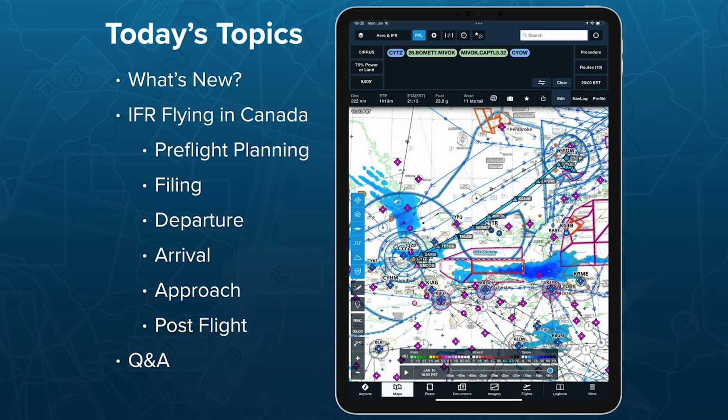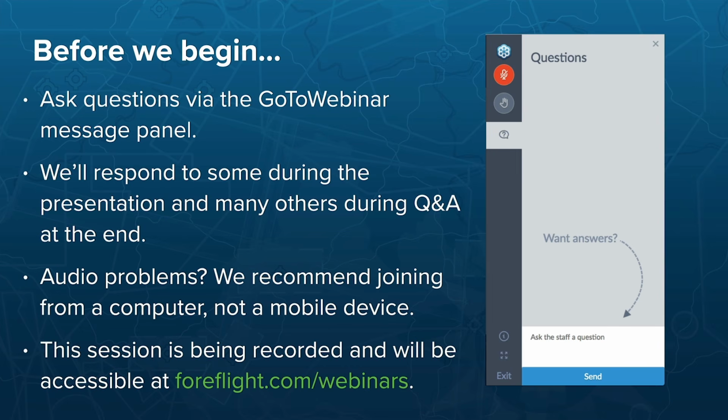So today's topics, we're going to look at what's new in ForeFlight, and then we're going to jump right into IFR flying in Canada and take a hands-on approach by looking at a flight from Toronto City Airport to Ottawa. And we're going to go through everything from pre-flight planning to the filing, the departure, our arrival, approach, post-flight, and then we'll end with some Q&A.